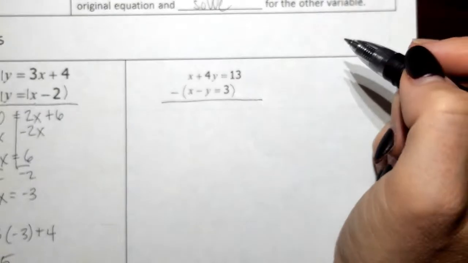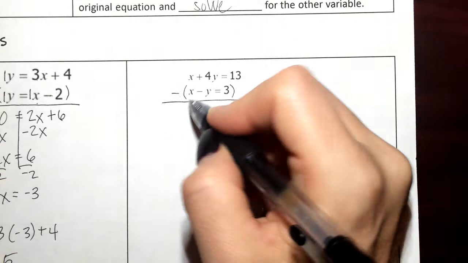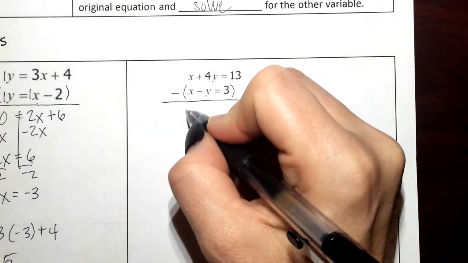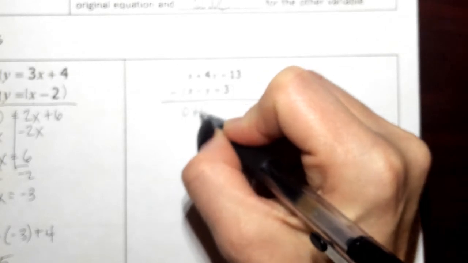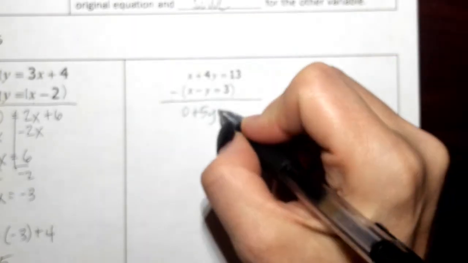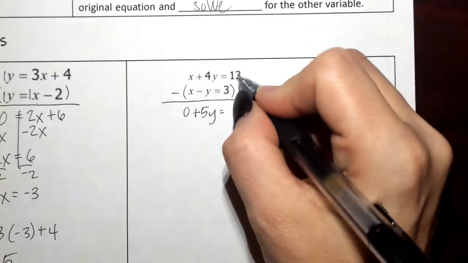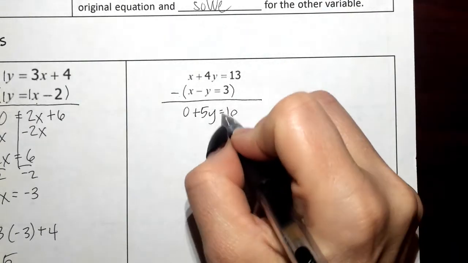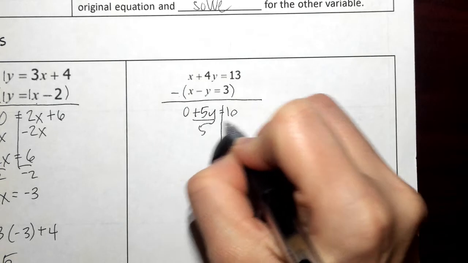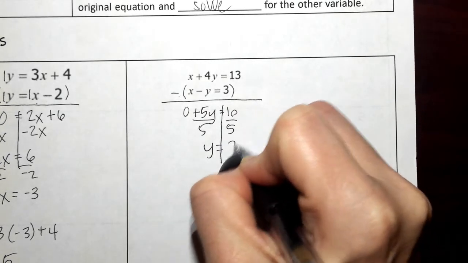So I'm going to subtract this bottom equation. So we've got x minus 1x is 0. We've got 4 plus 1y is 5y equals 13 minus 3 is 10. Now to keep solving that, divide by what's in front of y. 10 divided by 5 is 2. So this time we solved for our y value.